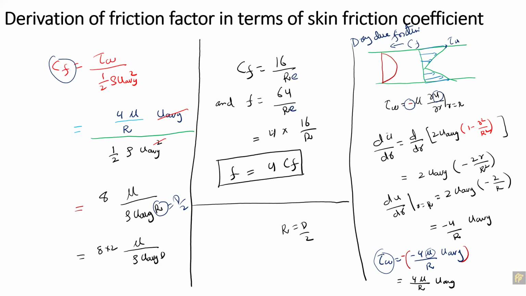So now you can write down this formula as 4 into 16 upon RE. And you know 16 upon RE is equal to CF, from the previous slide. So it means that F is equal to 4 times the CF. So the Darcy friction factor is equal to 4 times the skin friction coefficient.